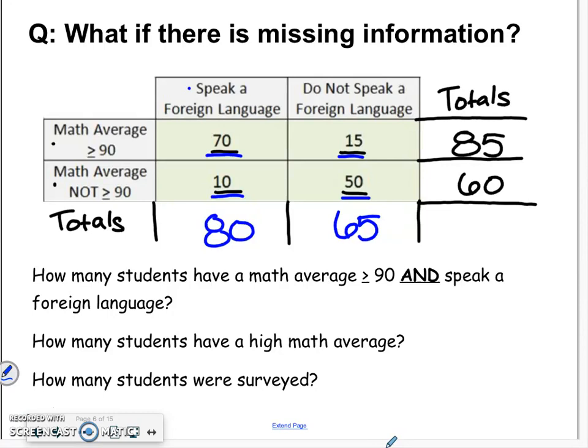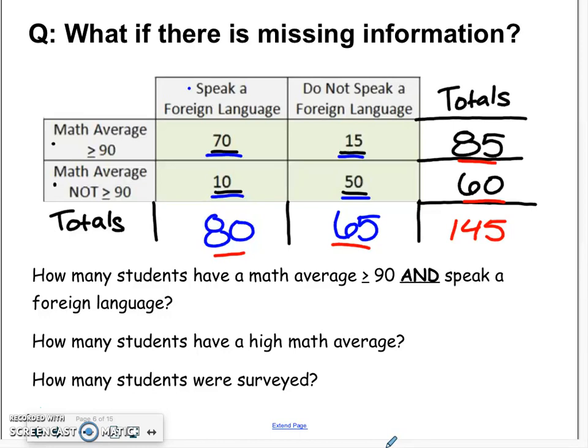Now the way to double check your work is that when you do the overall total, when we add 80 plus 65, you should end up getting 145. That should also be the total for 85 plus 60. If those numbers don't match up, you made a mistake somewhere along the lines. So it's a good way to double check what you've written down.